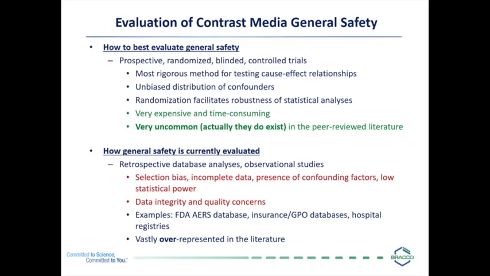The answer is prospective randomized blinded controlled trials that sit on top of the evidence-based medicine pyramid. These studies represent the most rigorous method for testing cause-effect relationships and contain an unbiased distribution of confounders. Unfortunately, these kinds of studies are very expensive and time-consuming, and this is the reason why they are so uncommon. Actually, they do not exist in the peer-reviewed literature, which is instead filled by retrospective database analyses and observational studies that are fundamentally flawed despite their significant use for commercial reasons.